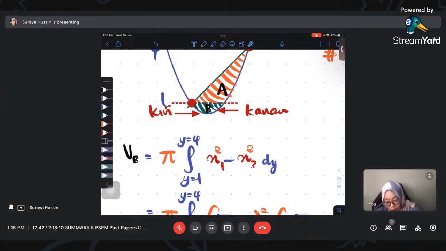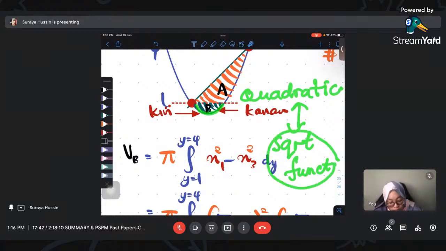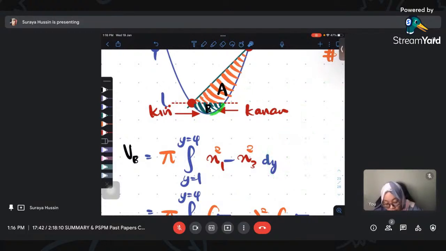Yang penting saya nak bagi tahu kamu, yang belah kanan ni, I know you see this as a quadratic. Tapi kamu kena ingat, quadratic berkait rapat dengan square root function. Tadi saya dah cakap kan, quadratic berkait rapat dengan square root function. Macam mana datang square root function? Sebab kita ada function yang sebelah, iaitu x equals to positive and negative square root y plus 2.